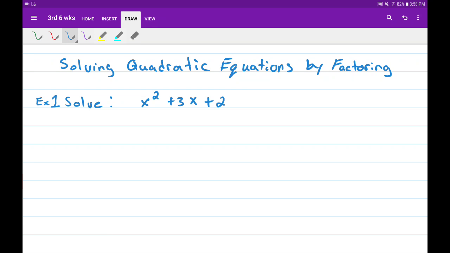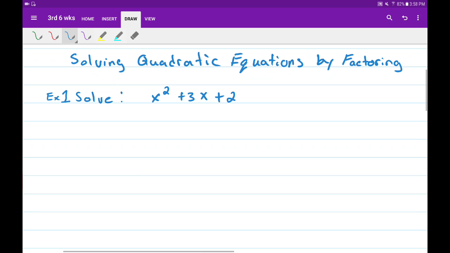Okay, solving quadratic equations by factoring. We're going to follow our factoring steps. We're going to add one more step, which is applying the zero product property, and that'll help us solve this quadratic using the factoring. All right, so first step we want to check, is it in standard form, and it is.